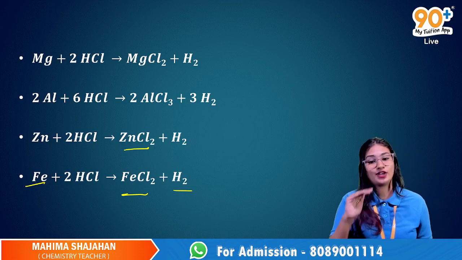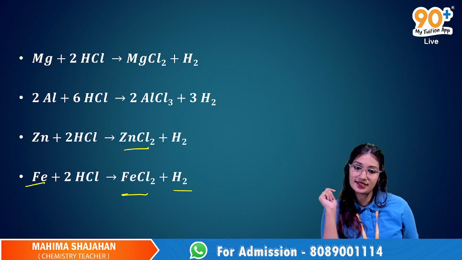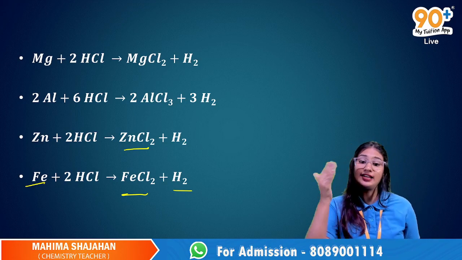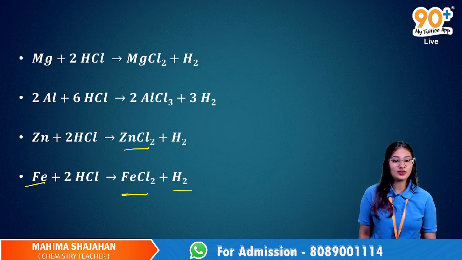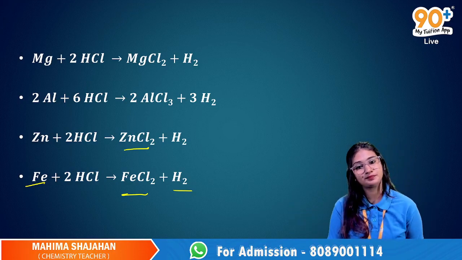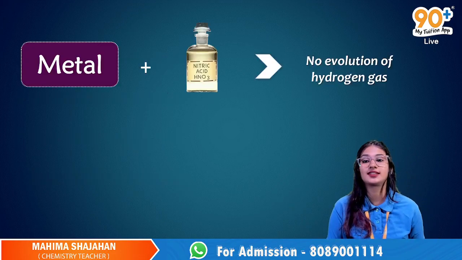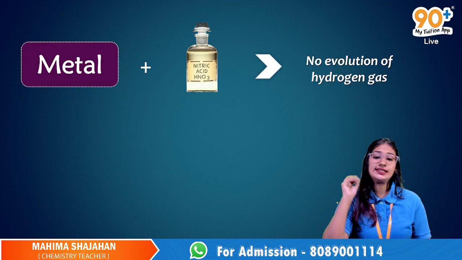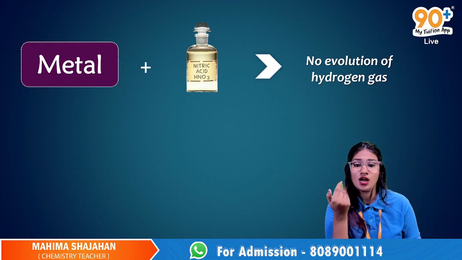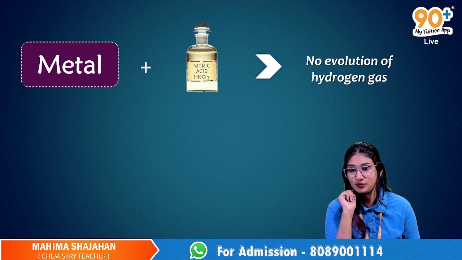Copper will not react with dilute acids, because in the reactivity series, hydrogen is above copper. Yes, so copper will not react with acid. Clear? Okay? Now, metals react with acid to form hydrogen gas. Now, we have an exception.